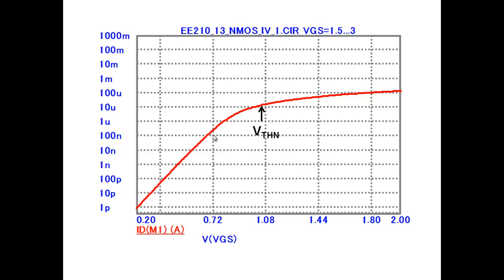You can bias your MOSFET here, and it's acting like a bipolar. So if you want a very low current, low power circuit, let's say you want to make a very low power differential amplifier, you can take your MOS and bias it here.